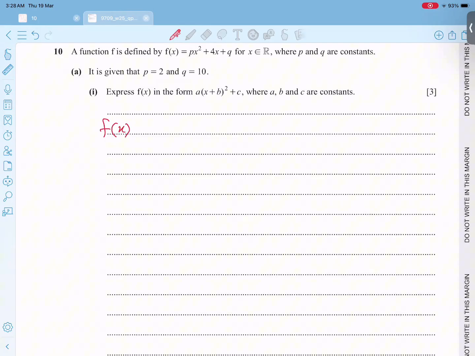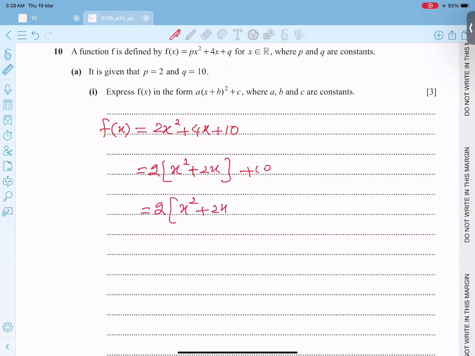So f of x, first of all, when I plug in this 2 here, 2x squared plus 4x and plus 10, because 10 goes there. Now, students, I have to take common out. So step number 1, this is common from the first 2 terms. No need to take common from the third term, though if you can take common even, no problem at all.